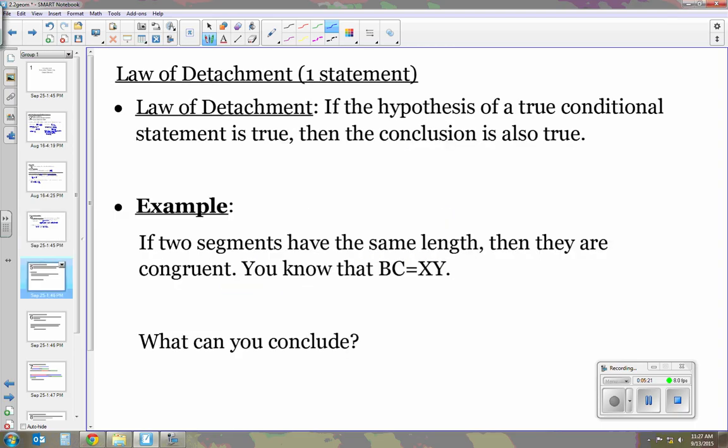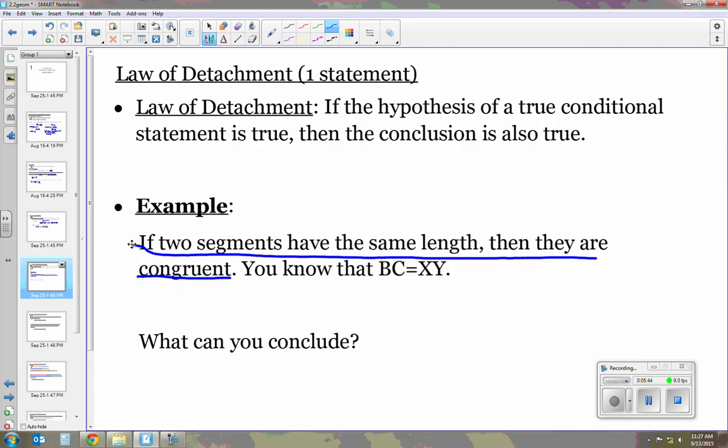Let's look at the law of detachment. And my hint to you to kind of determine if we're using detachment or syllogism is that the law of detachment, I give you one if-then statement. So let's look at the first example. If two segments have the same length, then they are congruent. That's one if-then statement. So we're going to use our law of detachment to make a conclusion.